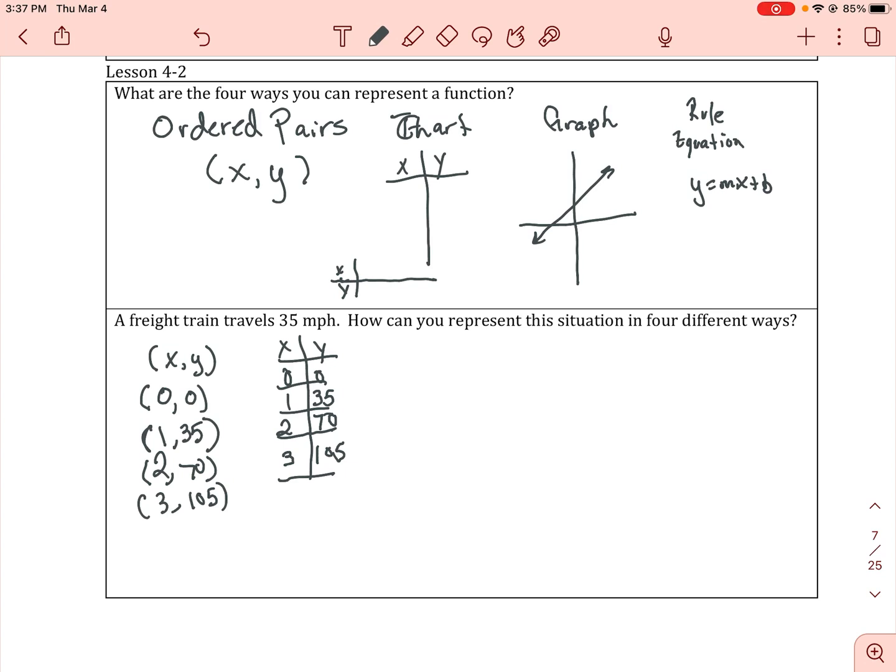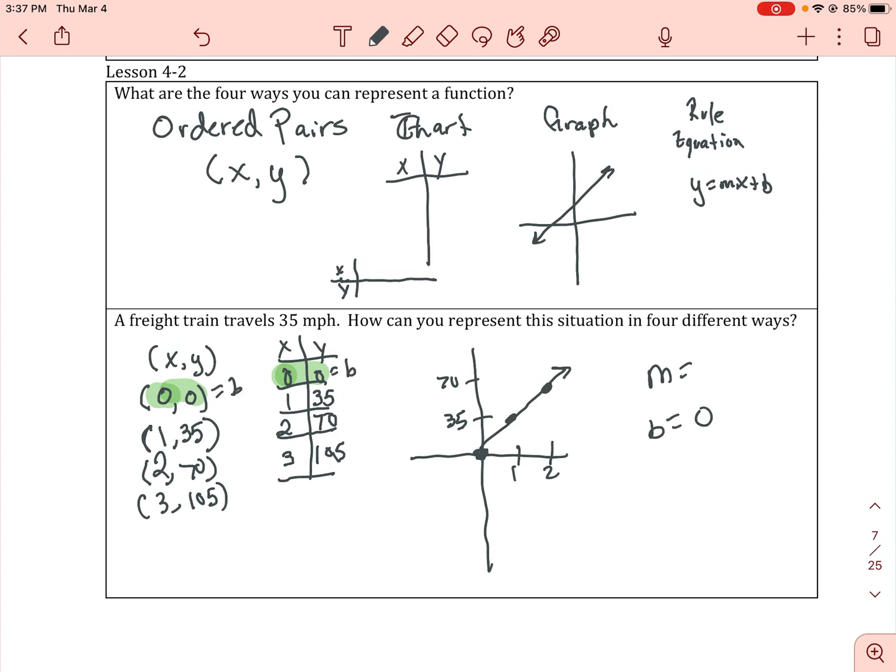And my graph, graph the point 0, 0, 1, 35, 2, 70, like that. In my rule, I have to find m and I have to find b. My b is 0, because when x is 0, the y that corresponds with that is my b. So this equals b right here.